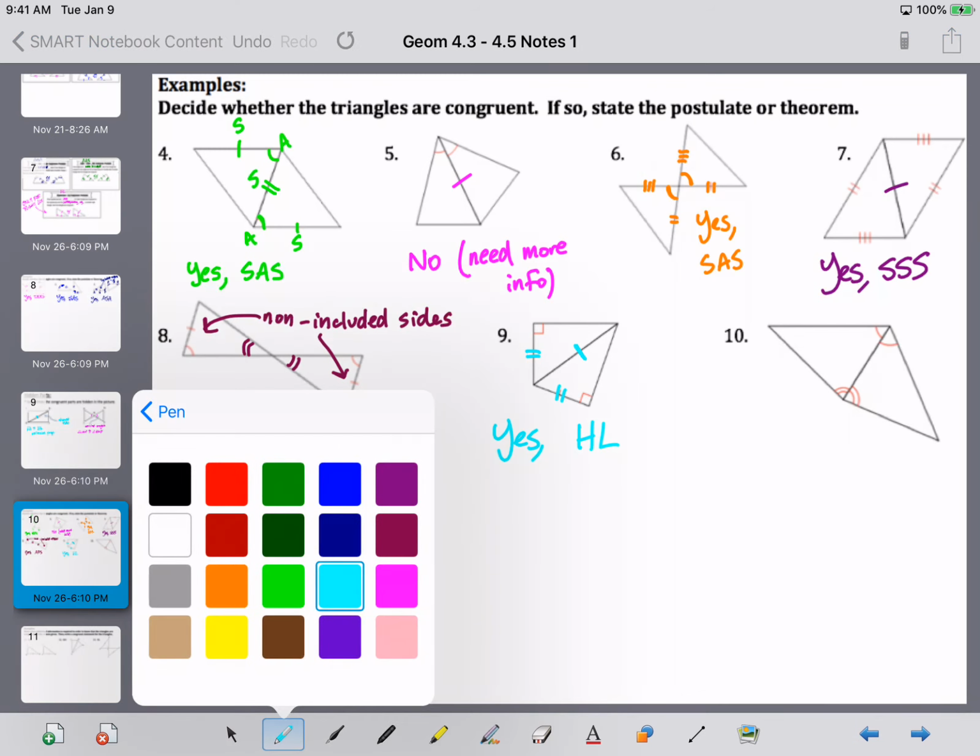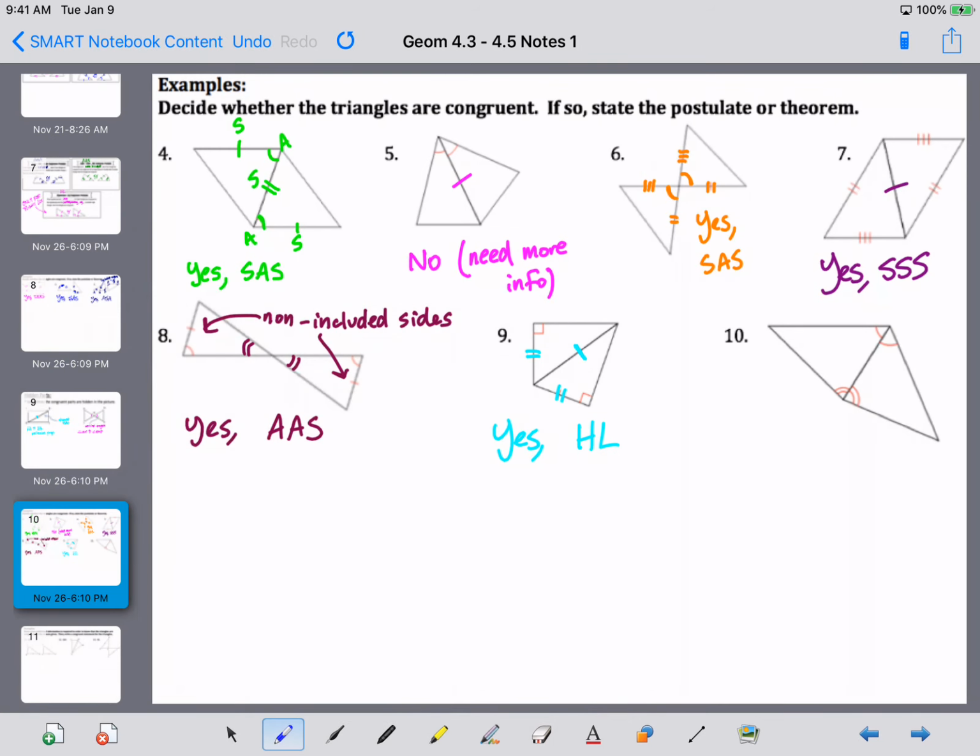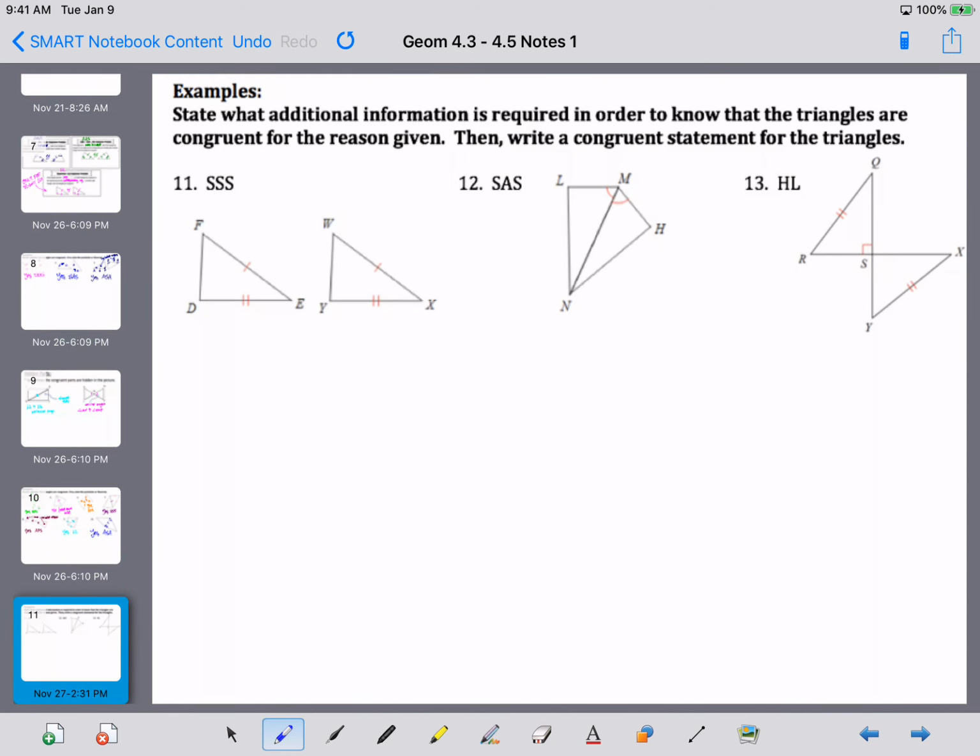All right, last one here. This shared side is the included side between these congruent angles and this congruent angle. So that would be yes by angle side angle. All right, so there's quite a few examples for you. All right, one more section here.